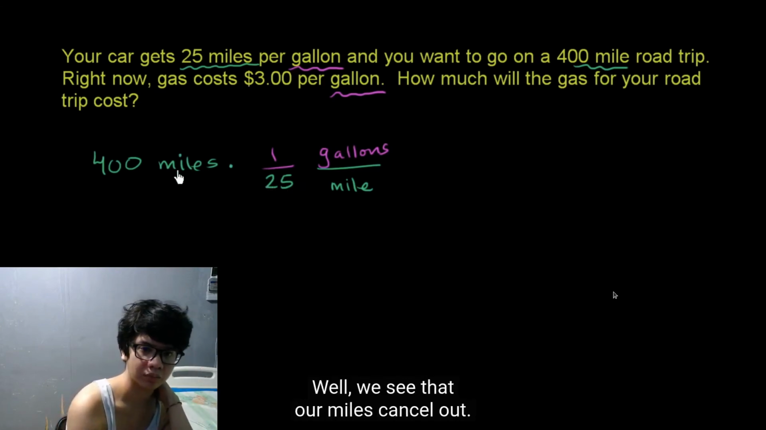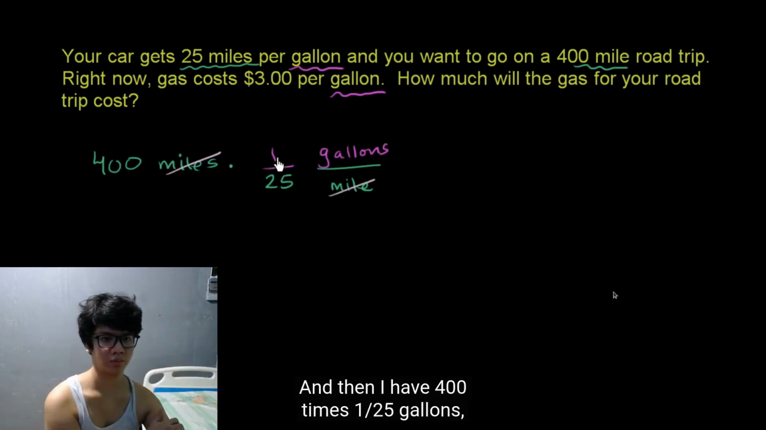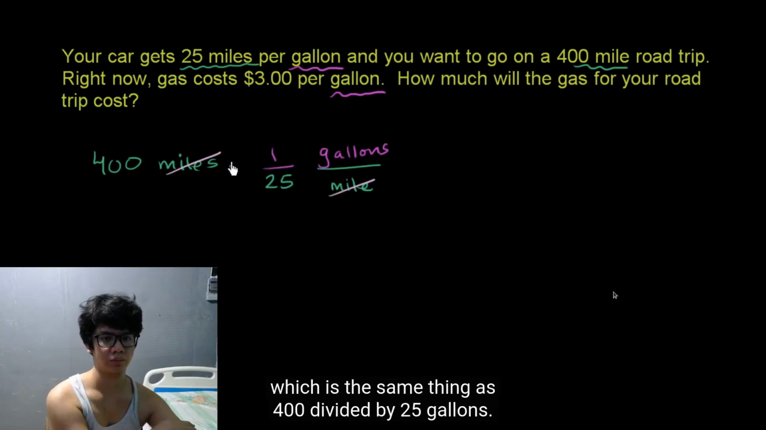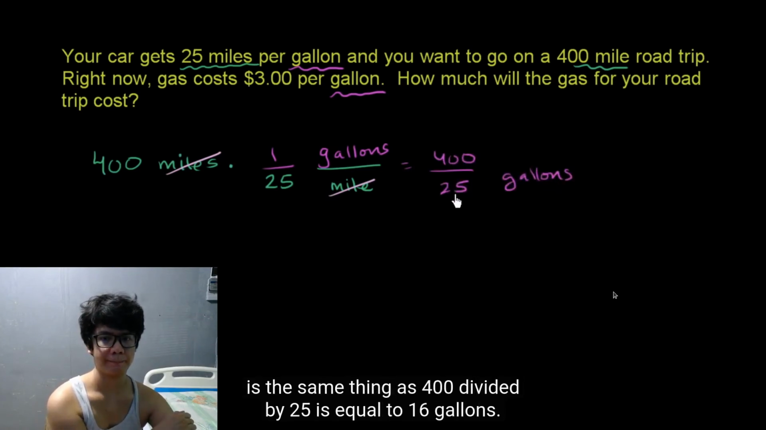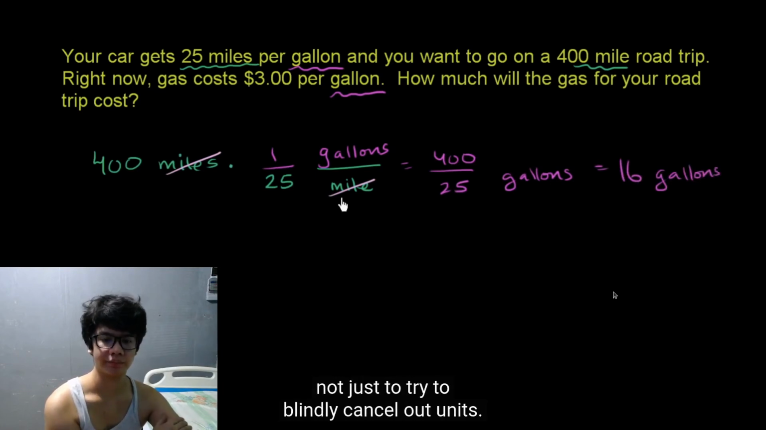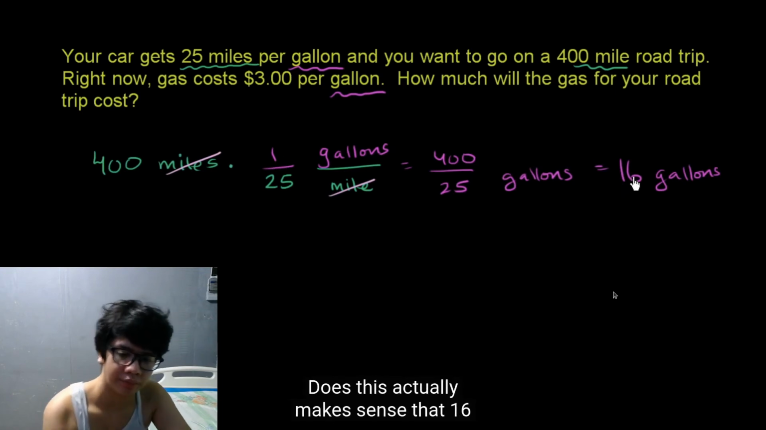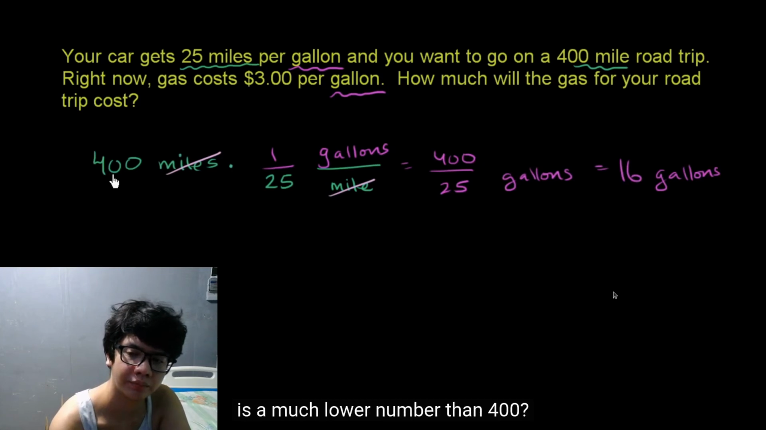Well, we see that our miles cancel out with miles, and then I have 400 times 1 over 25 gallons, which is the same thing as 400 divided by 25 gallons. This is equal to 400 over 25 gallons, which is 16 gallons. Now, it's always important to do a reality check here, not just blindly cancel out units. Does this actually make sense that 16 is a much lower number than 400?